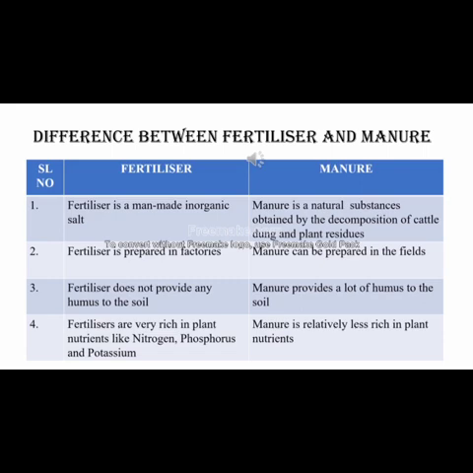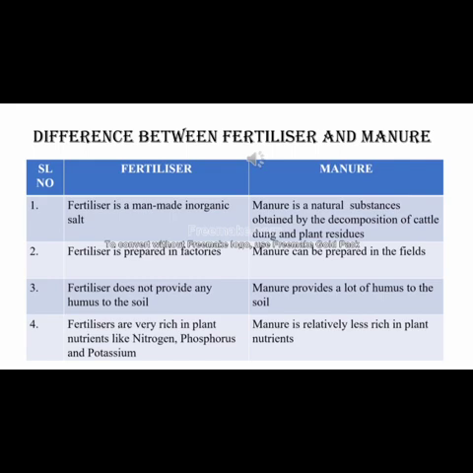Coming to the second point, fertilizer is prepared in factories, as I said before, whereas manure can be prepared in the fields by man itself. Fertilizer does not provide any humus to the soil. Once the crops utilize this fertilizer, it is meant for only one time. The humus doesn't remain in the soil, whereas in the case of manure it provides a lot of humus because it is naturally prepared from plant and animal waste.